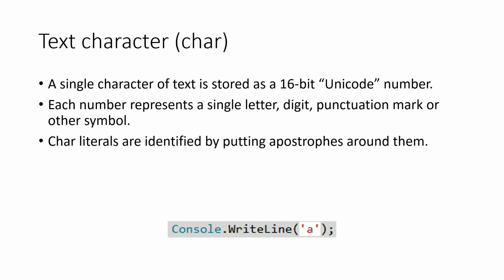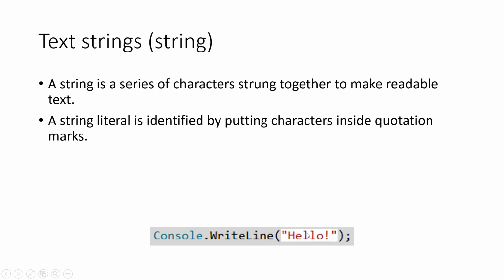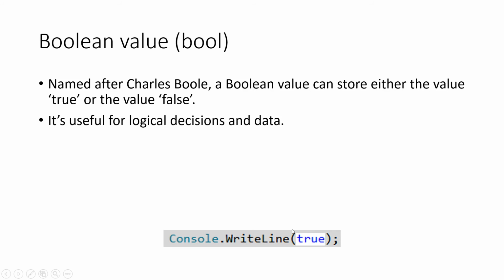A character, char, that's actually a Unicode character, which is 16 bits of data, which represents letters, numbers, punctuation marks, other symbols. Strings is a combination of characters. Booleans are either the keyword true or the keyword false. It's used for logic, named after Charles Boole.